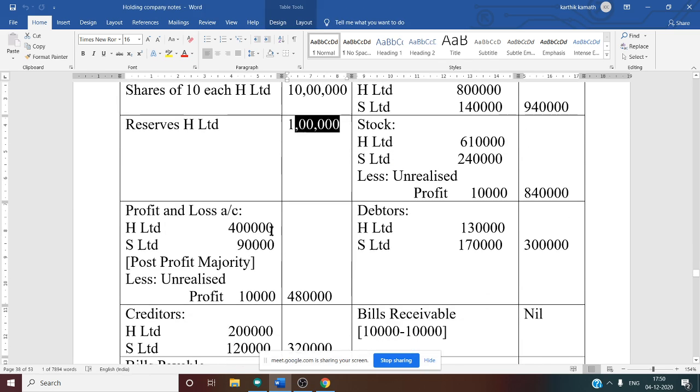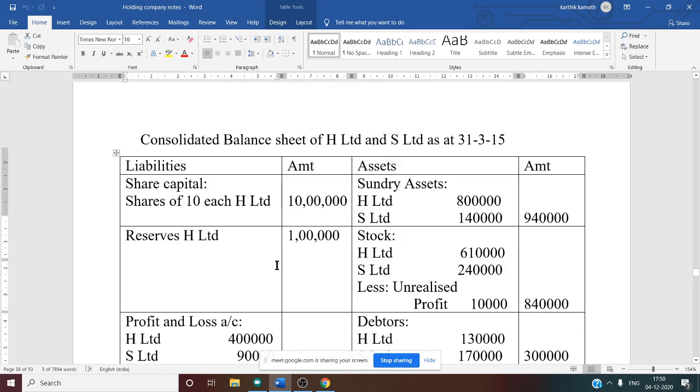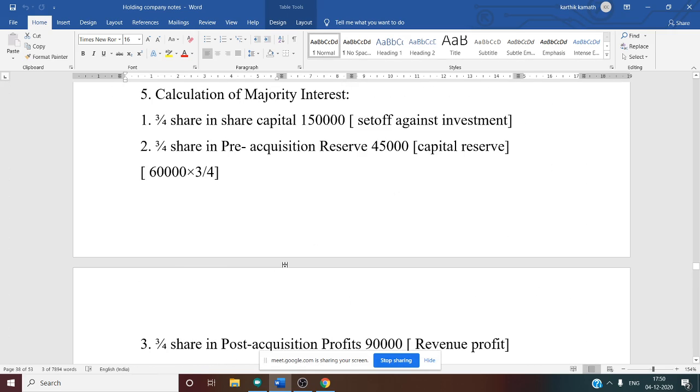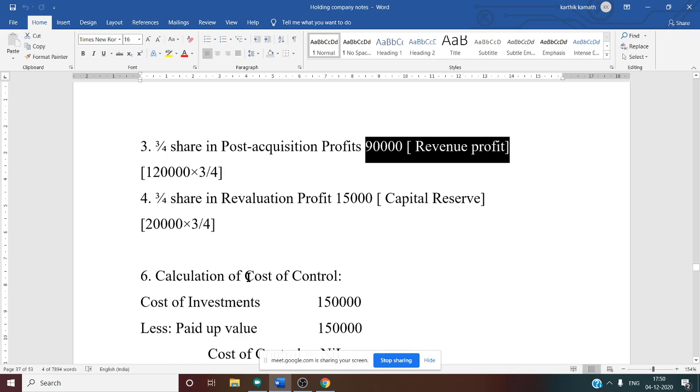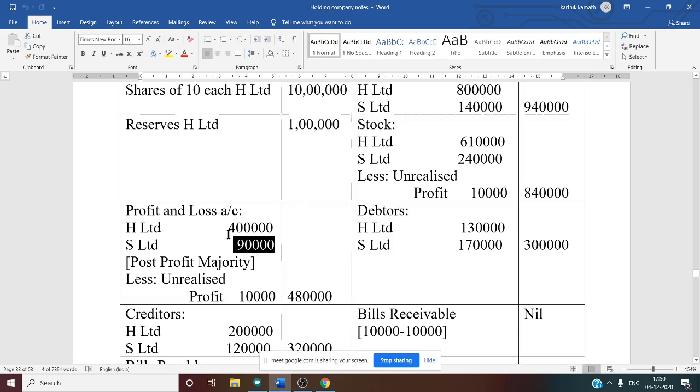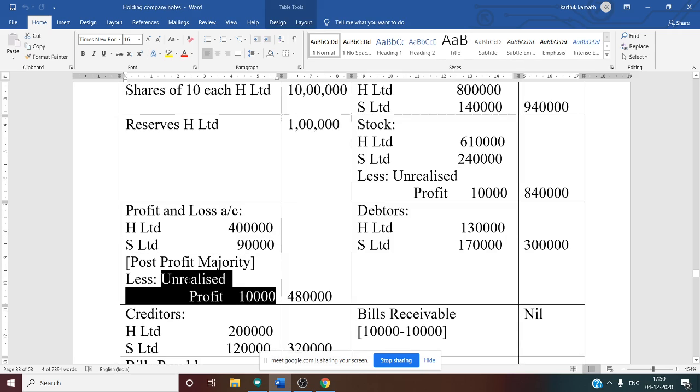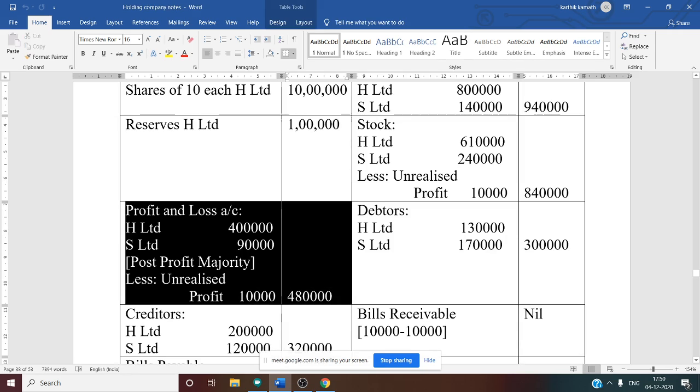Next, profit and loss account. Holding company profit and loss account is given in the balance sheet as 4 lakh. For the subsidiary company, you should take the information by seeing the majority interest working note. If you see the majority interest working note, there is a revenue profit you have written. This information you have to take, that is nothing but post acquisition profit. 90,000 you have to show under the subsidiary company column. So now total profit and loss account is 4,90,000. From that you have to deduct unrealized profit 10,000. So remaining P&L is 4,80,000.